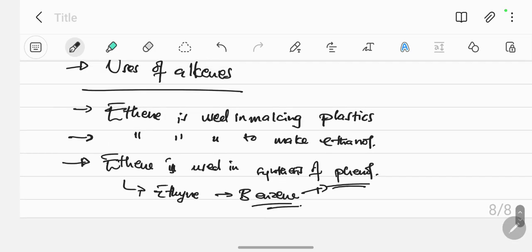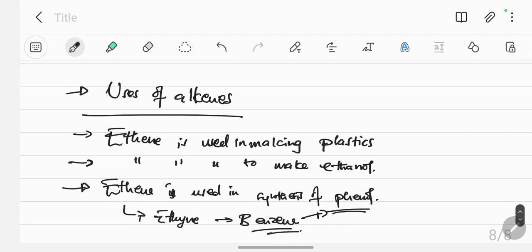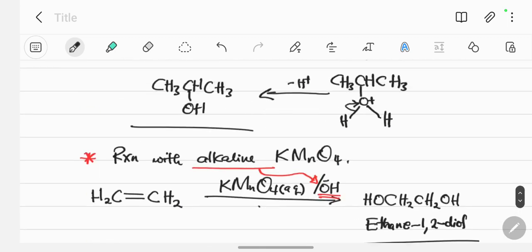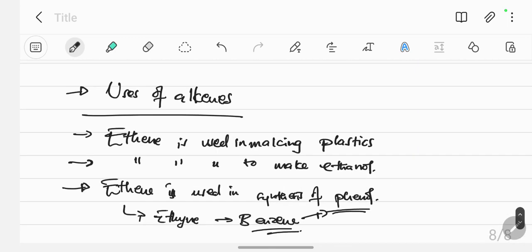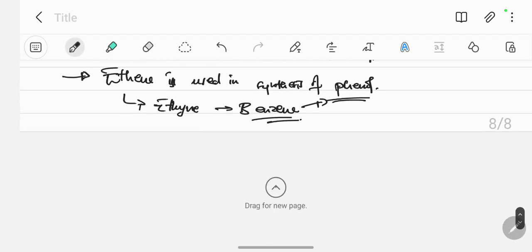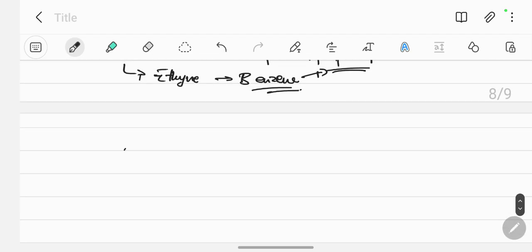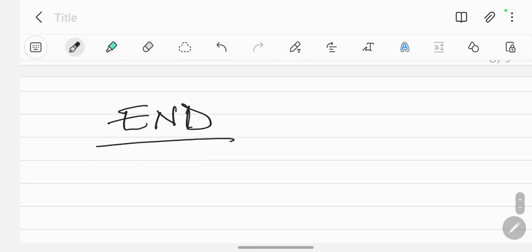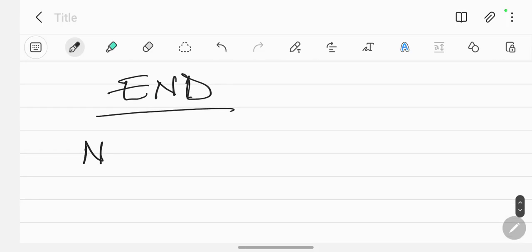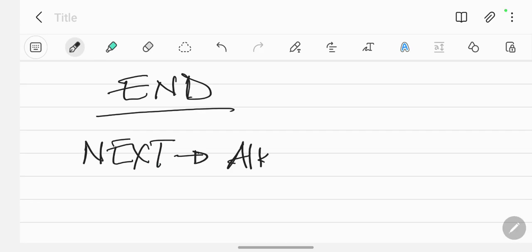So that was our topic. That was our topic from Job's Kaira text. That book of Job's Kaira. So this is the end. And next we have alkynes.